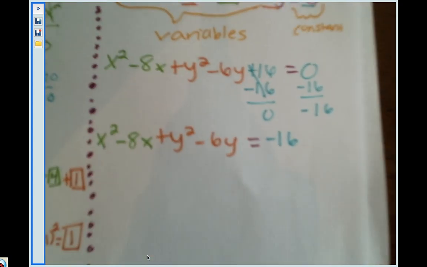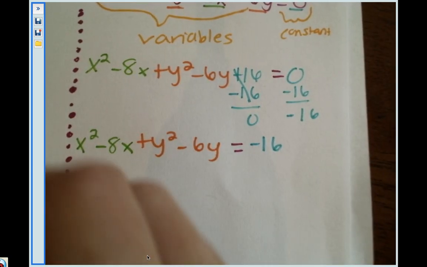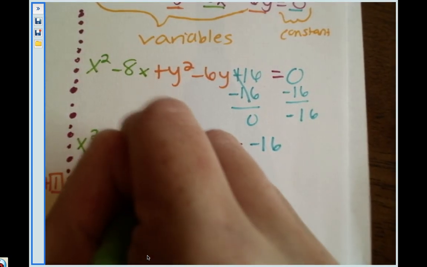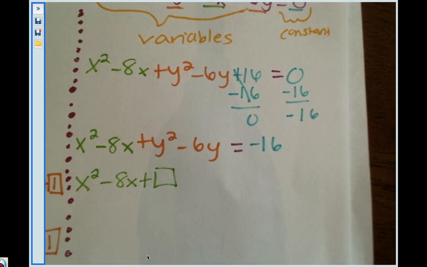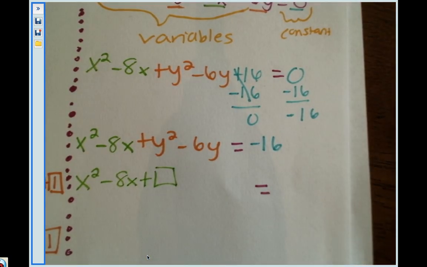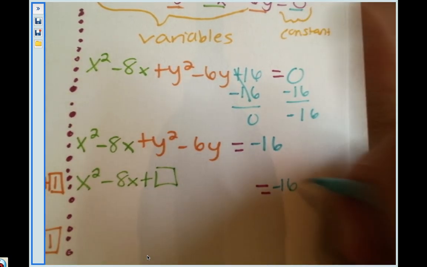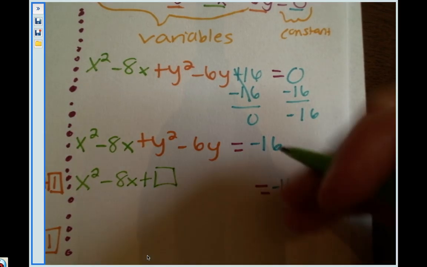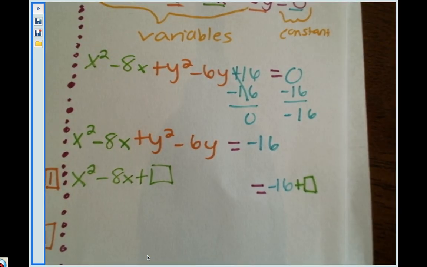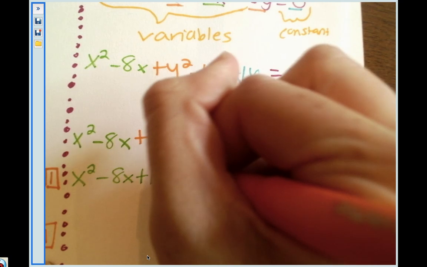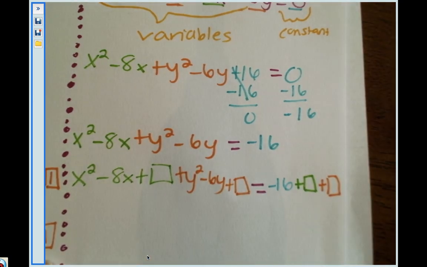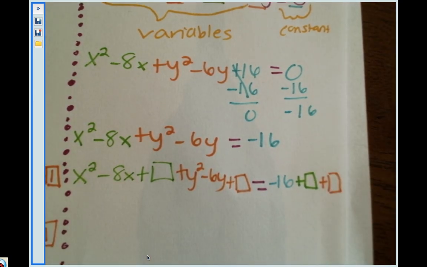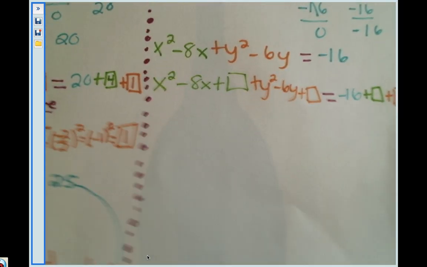So I'm going to zoom in more so we can see this problem better. All right, so I'm going to have x squared minus 8x. After I complete the square, I'm going to add something onto this side, which means eventually I'll also add it onto the other side. So negative 16 plus my cute little boxy. Hopefully I left enough room. Doesn't look like I did. All right, plus y squared minus 6y plus my cute little boxy on both sides. Okay, so now I'm all geared up to complete the square. So let's get going.